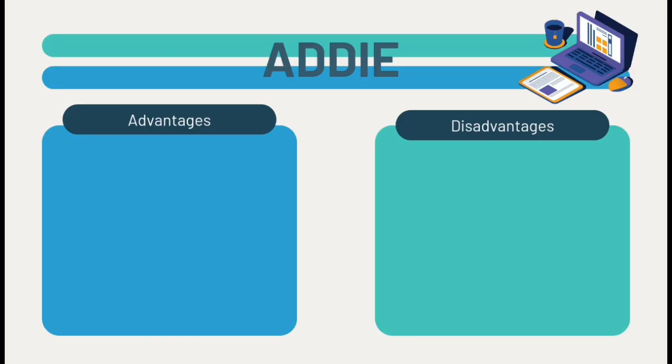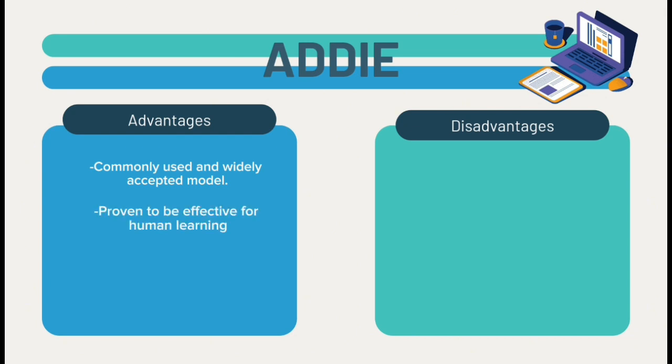Now let's move forward to the advantages and disadvantages of ADDIE. Let's have first the advantages of ADDIE. Well, ADDIE is a commonly used and widely accepted model. It is proven to be effective for human learning. ADDIE is the foundation for other learning models. It is easy to measure time and cost.